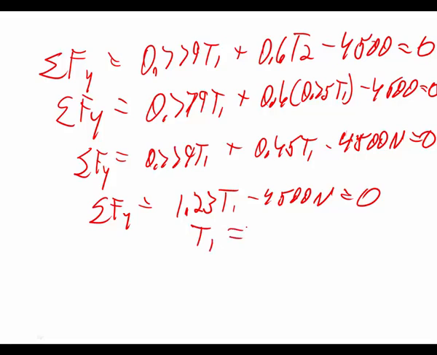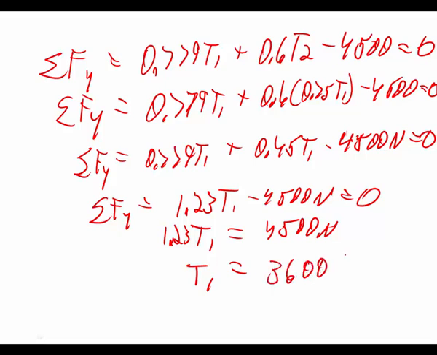T1 is what? Somebody give me an answer. T1 is, big number? Yeah, 1.23 T1 is equal to 4,500 newtons. T1 is equal to what? 3,600. That sounds pretty close. Okay, we just rounded it. Well, okay, 4,500. All right, let's look. 4,500 divided by... let's get an exact answer.